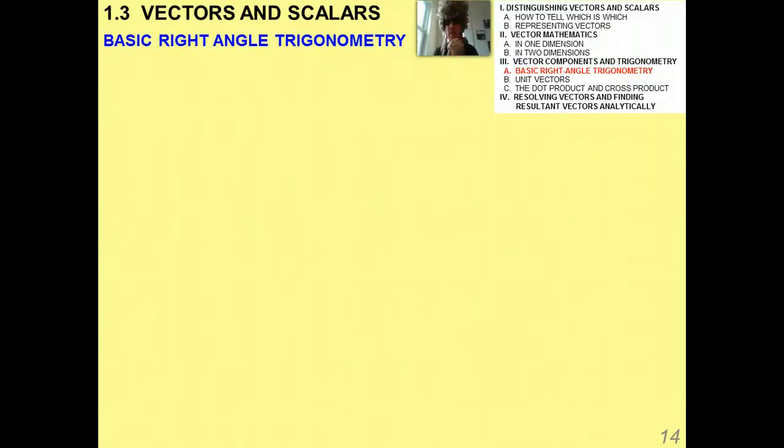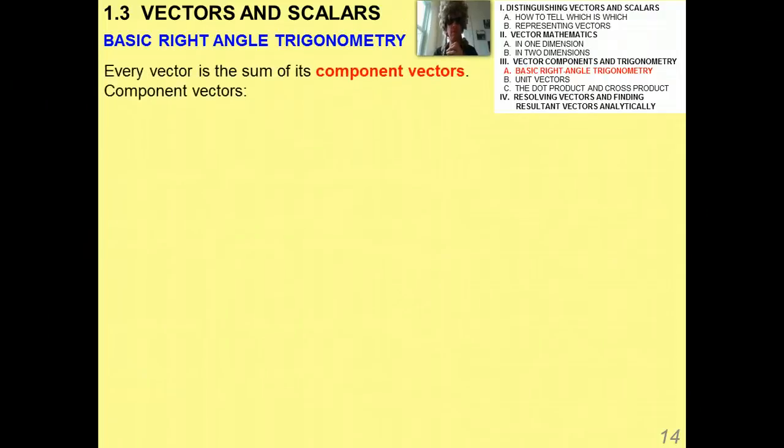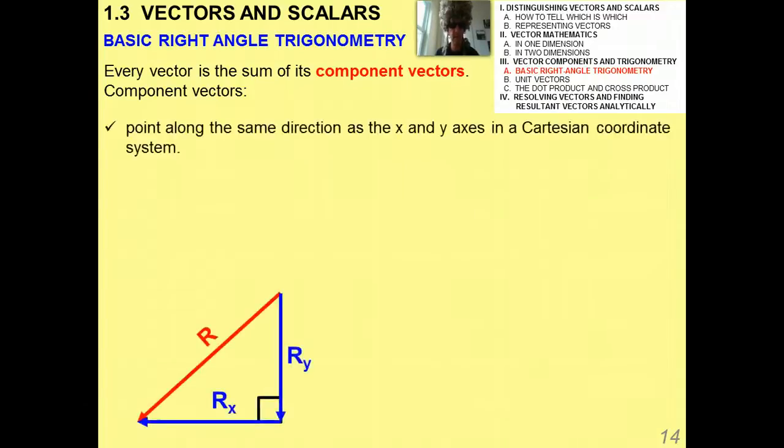Now we're going to talk about basic right-angle trigonometry. The reason why it is important for us to go over trigonometry is because we use component vectors a lot. And this idea of component vectors is very important. Again, you will be using this over the course of the next 2 years in physics, all right?